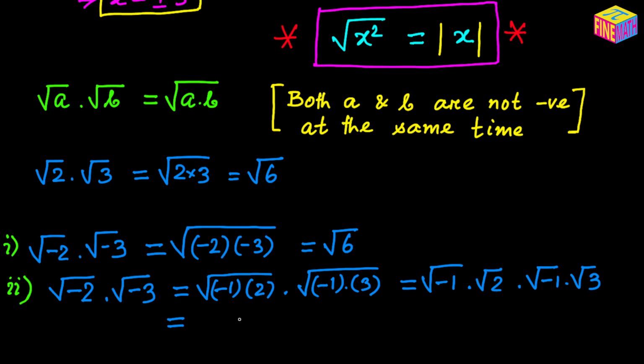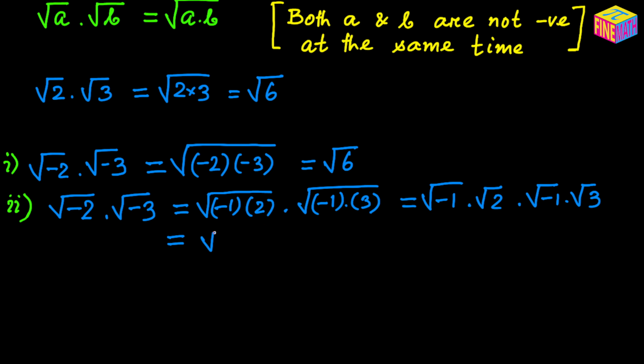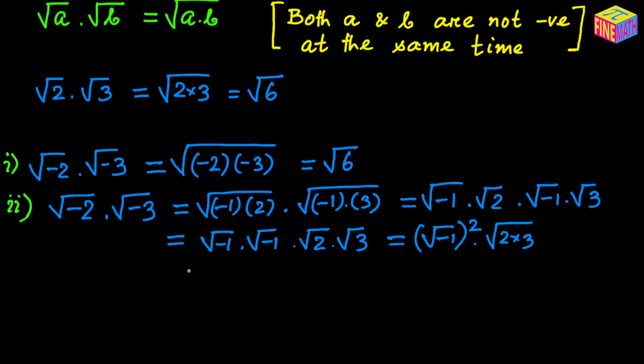So from here, what do we get? We get square root of negative 1 times square root of negative 1 and then times square root of 2 times square root of 3. And can we write it like this? Well, this is nothing but square root of negative 1 squared, because we have two of them being multiplied here, and then times square root of 2 times 3. And from here we can say, square root of negative 1 squared, that is actually negative 1, times square root of 6. So this now becomes negative square root of 6.